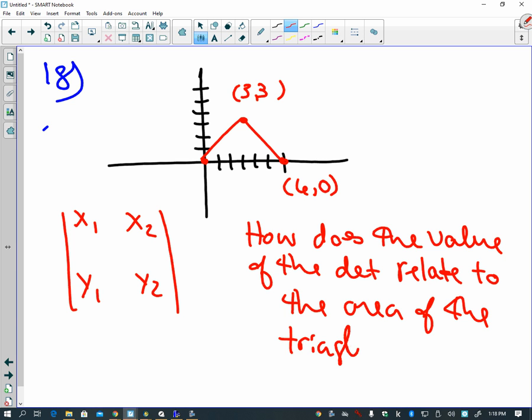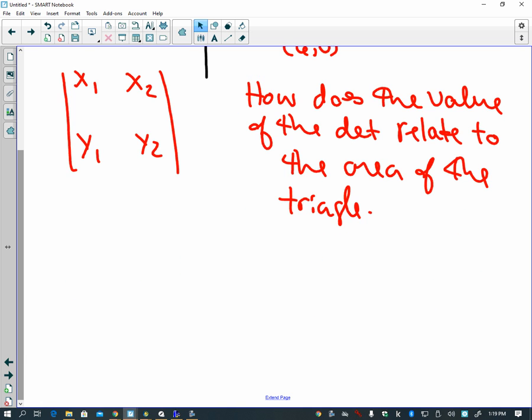So we have to do 2 things. One, we have to put our x values and our y values into this determinant and solve the determinant. Thing 2, we have to find the area of this triangle. Doable? Hopefully. Okay, let's go ahead and do the determinant first.